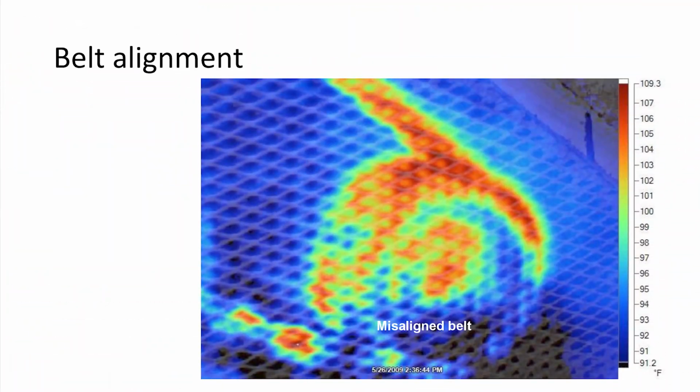This is a misaligned belt. Anybody in here work with systems with belts on them? Right? So when that belt gets misaligned, it starts rubbing on the side of the sheave or the pulley, and it creates heat. Well, guess what you can see with a thermal camera? You can see that heat being generated.